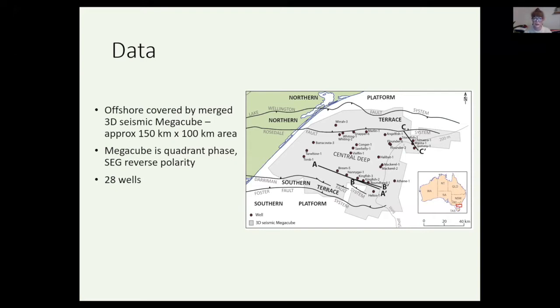So the upshot of that is there's a huge amount of data in the Gippsland Basin. So we've taken advantage of that, and we've used a merged 3D seismic volume, which is termed the Megacube. It's a merge of 18 separate seismic surveys. So this seismic is quadrature phase and SEG reverse polarity. So what that means is that an increase in acoustic impedance, so a shift from soft to hard, is reflected as the zero crossing of a negative trough to a positive peak. So I'll mention that again a bit later. And of course, there's stacks of wells in the basin, so we've used 28 key wells.